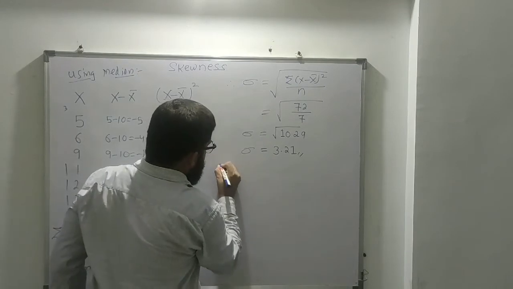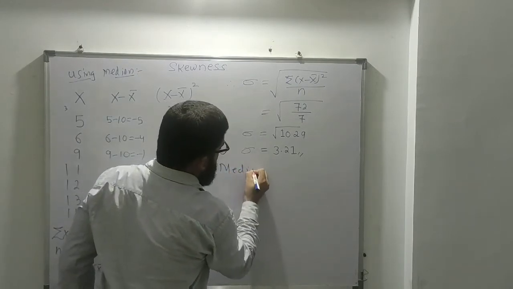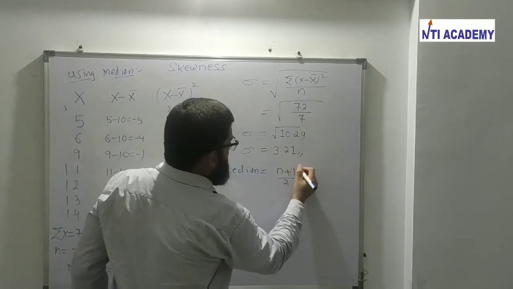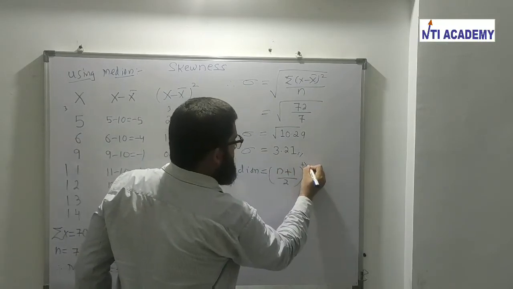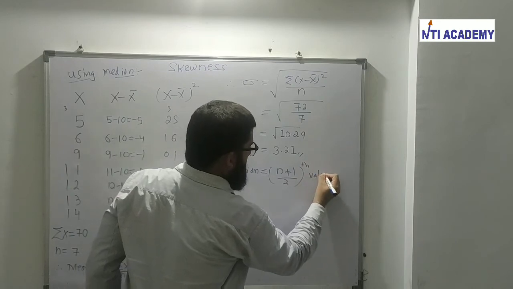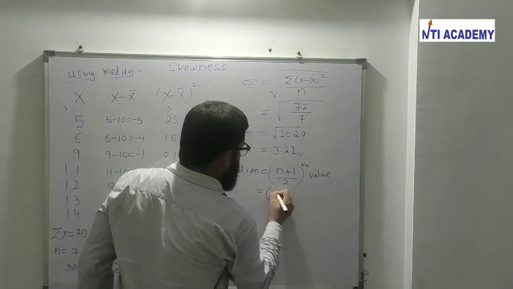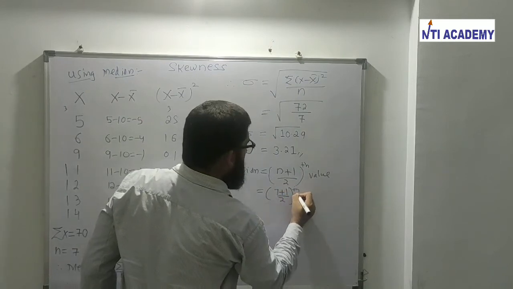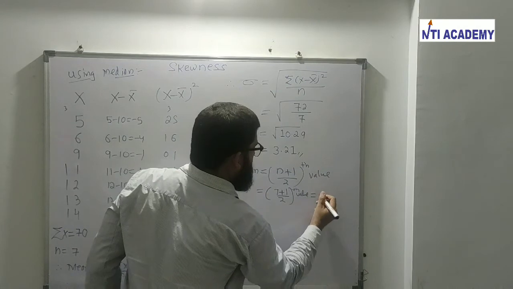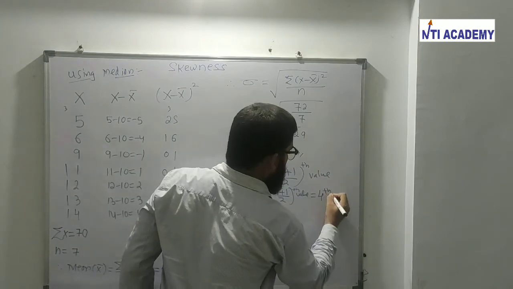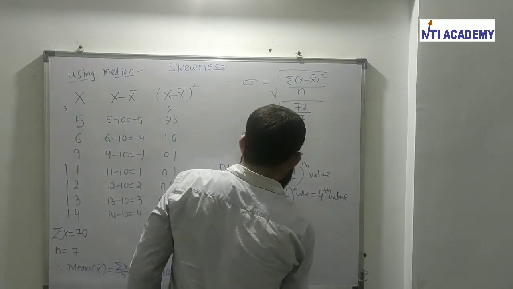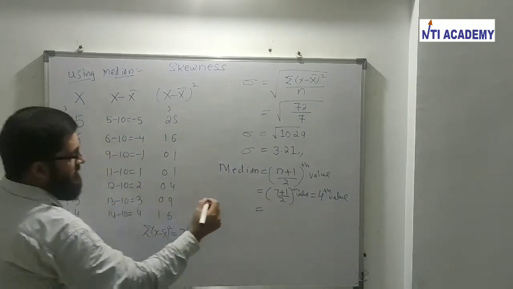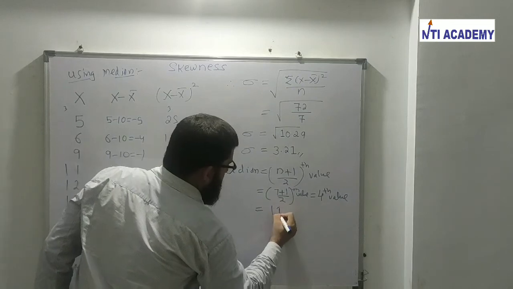So you know how to find the median value. We will take the (n plus 1) upon 2th value. So that is (7 plus 1) upon 2, which comes to be the fourth value. The fourth value in the observation is first, second, third, fourth. That is 11. So we get the median value as 11.